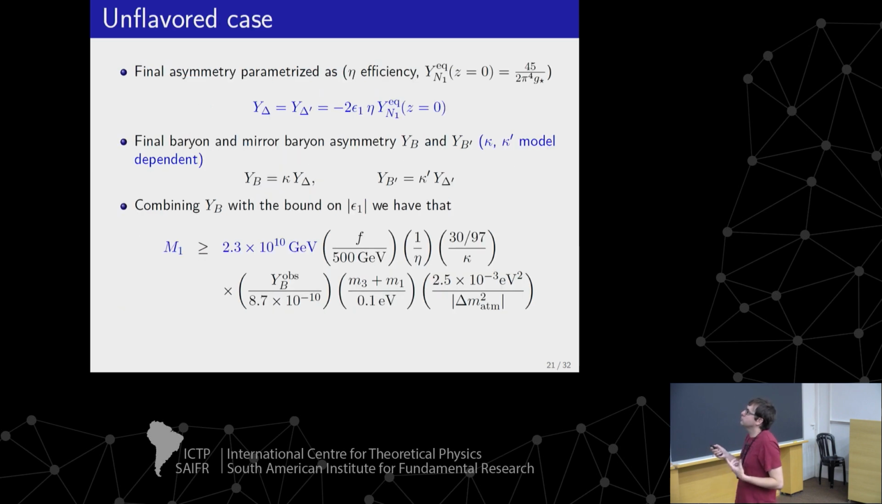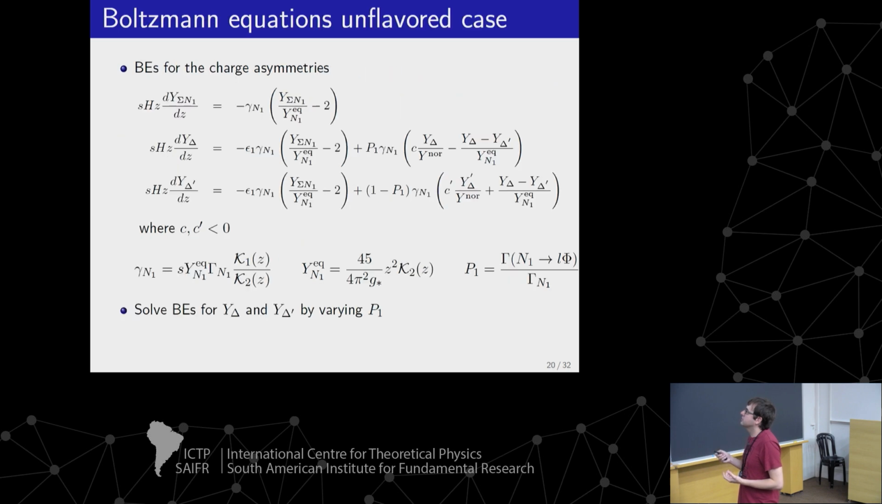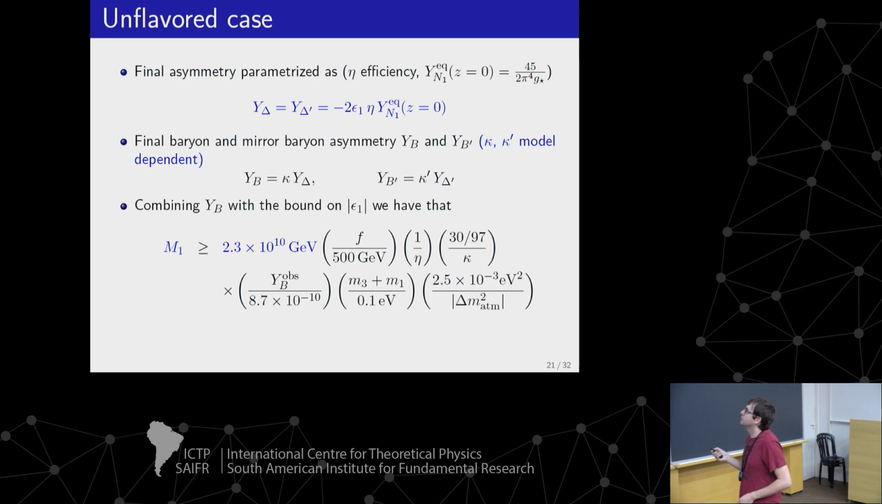So we also do something else. We parameterize Y delta and Y delta prime as a function of 2 epsilon eta, where eta is the efficiency, times some Y equilibrium of reference. So in this way, epsilon 1 drops out from the Boltzmann equation. So in the end, we don't have to give a specific value of epsilon 1. The efficiency really only depends on gamma and H, so gamma over H, this K1 factor.